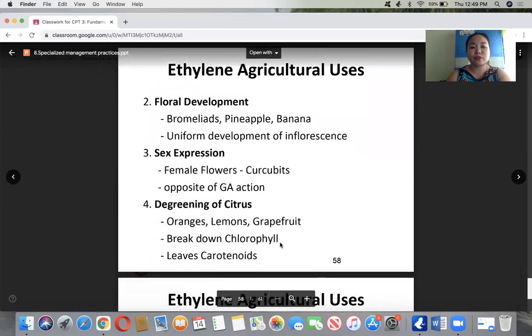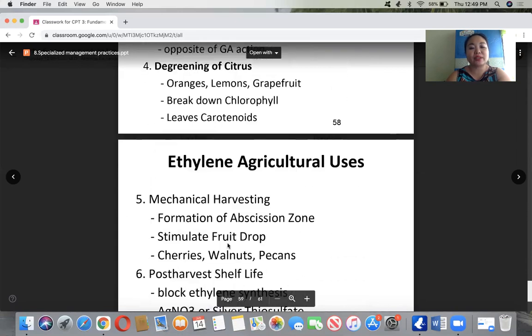So also for flower development of bromeliads, pineapple, banana, and uniform development of inflorescence. And sex expression for female flowers of cucurbits, which is opposite to GA. And the degreening of citrus like orange, lemon, and grapefruit, which breaks down chlorophyll and leaves carotenoids.